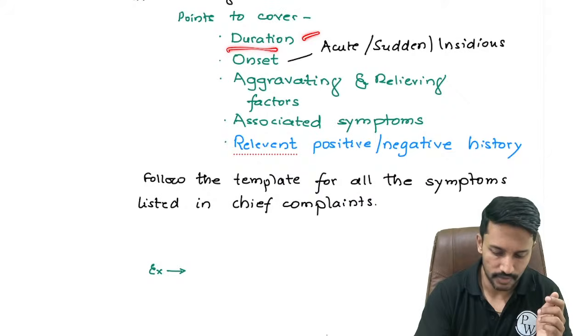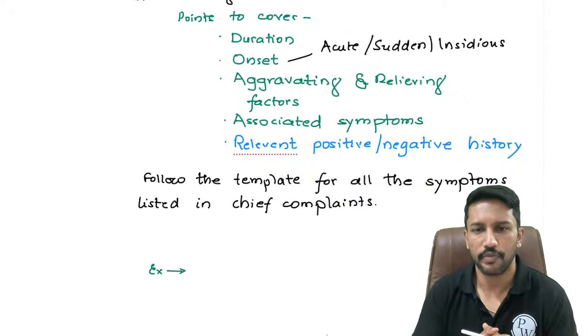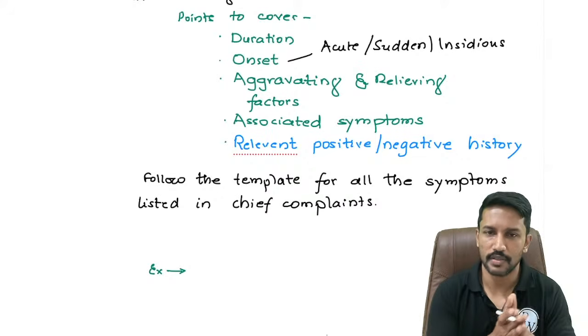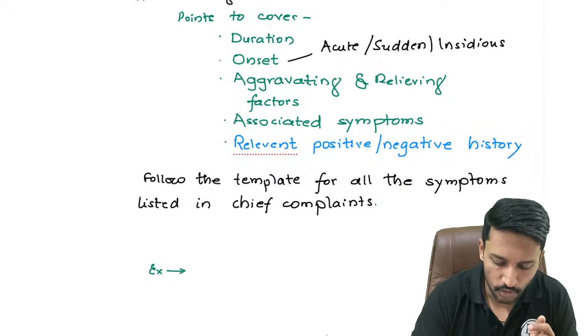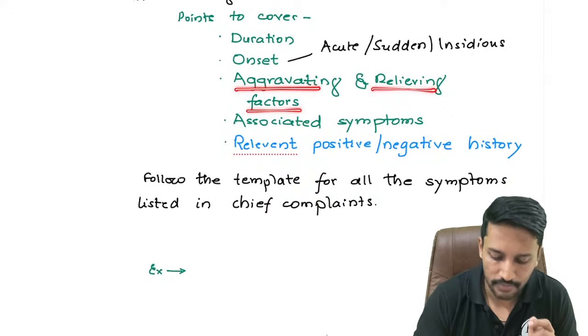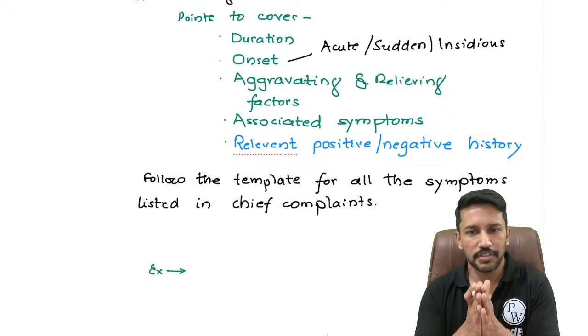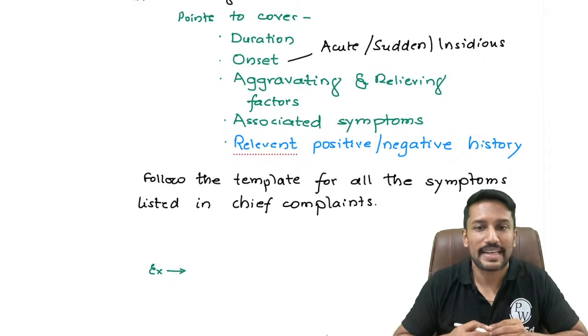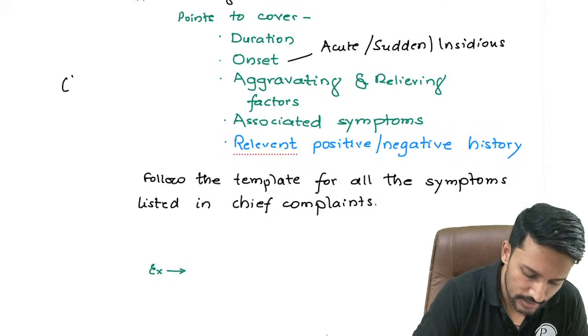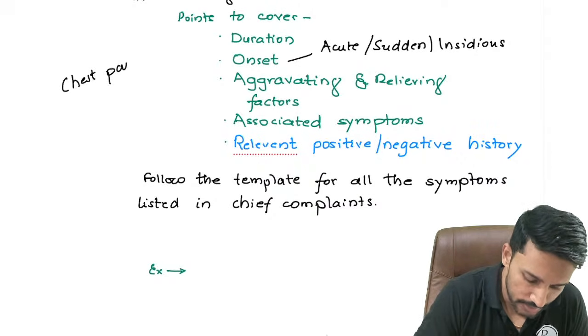Of course, duration, whether it is 2 months, 1 month, or 15 days. Duration after that onset, whether it was sudden onset, acute onset, or insidious onset. After that, we have to document the aggravating and relieving factors. If I say I got chest pain, which gets aggravated when I take deep breath, right? Just to give you an example, let us take the example of chest pain as a complaint.